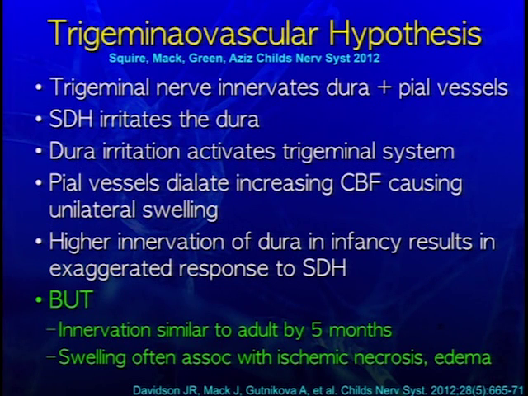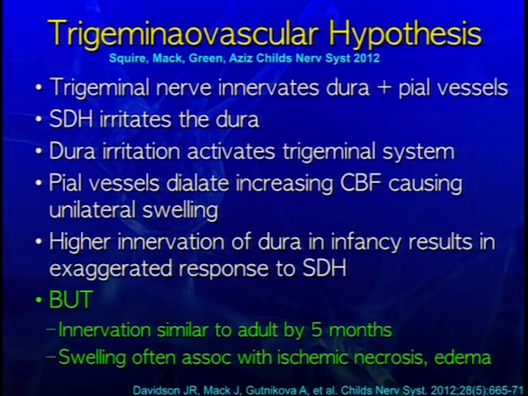Another hypothesis for the asymmetric appearance of the CT scan is a trigeminal vascular hypothesis that came out in 2012. The trigeminal nerve innervates the dura and pia vessels, and that's actually the only innervation to the dura, so the pain is often referred to behind the eye.